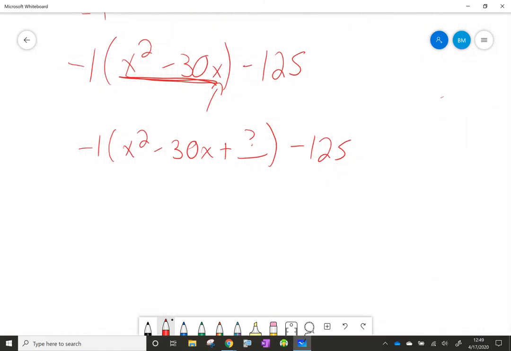So of course we have to complete the square. So we take half of negative 30, so negative 30 divided by 2, and then we square it. So that's going to be negative 15 squared, and negative 15 squared is 225. So the number that we're going to put here is 225.